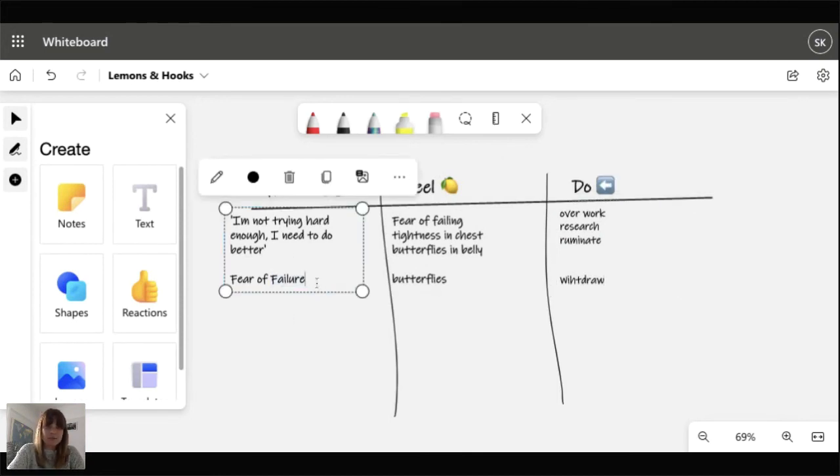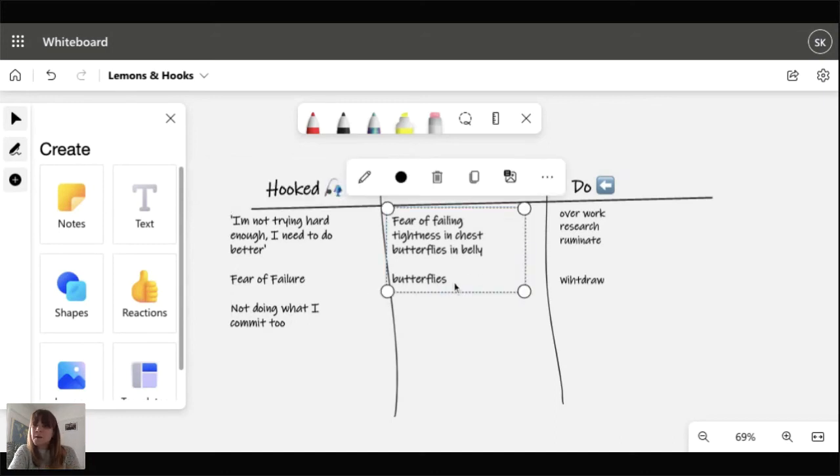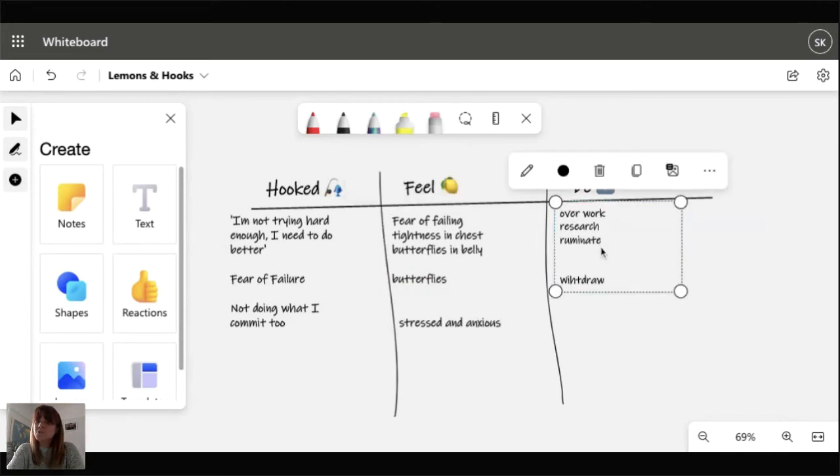Okay, so James, the story or the hook is not doing what I commit to. So getting caught up in the mind, and the mind having the thought that you're not doing what you commit to, and then when your mind says that, what shows up for you in terms of the lemon effect? What feelings do you notice? Stressed and anxious, yes, great, thank you. And then what do you do in response to that, if you're willing to share?